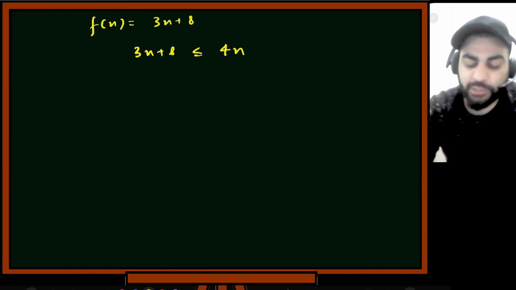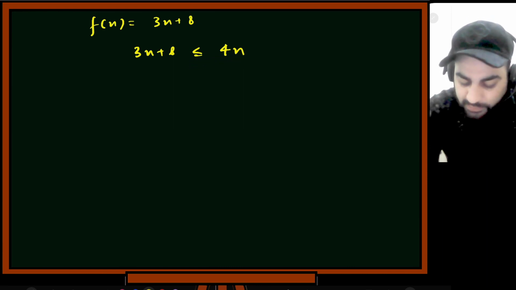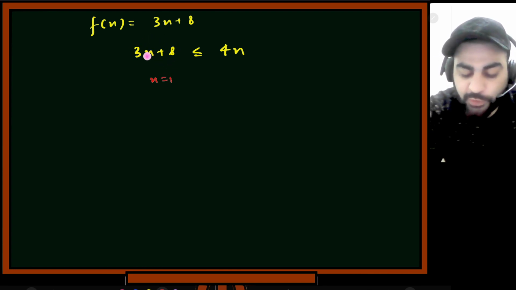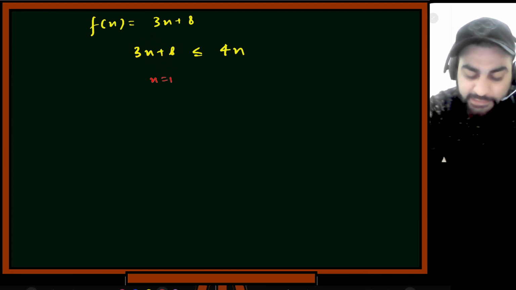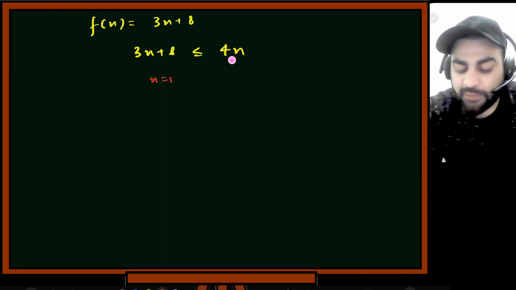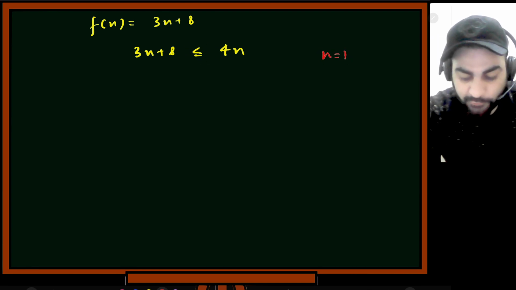Don't you see over here that if I give, let's suppose, n is equal to 1. Let's suppose I'll start when n is equal to 1. So this will be equal to 3 multiplied by 1 plus 8. So 8 plus 3 is 11. So 11 is not greater than 4. Even if you now give the value n is equal to 1, this does not follow.